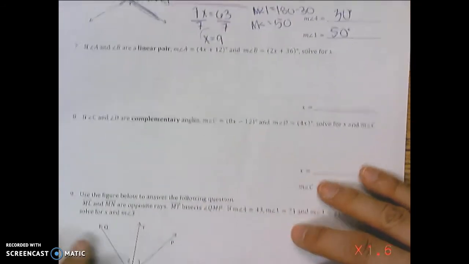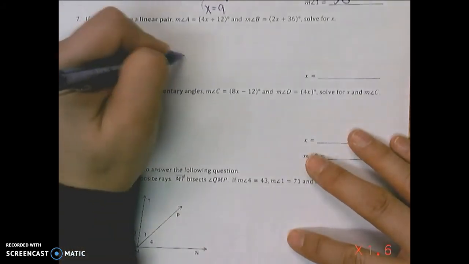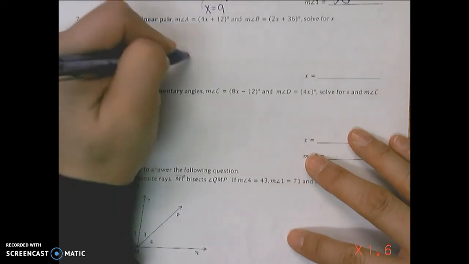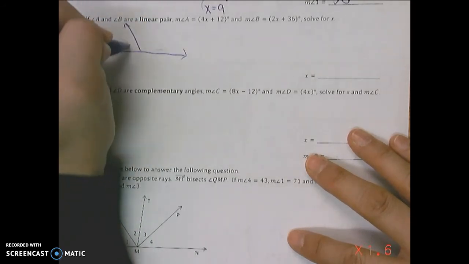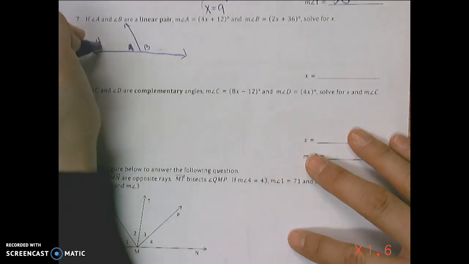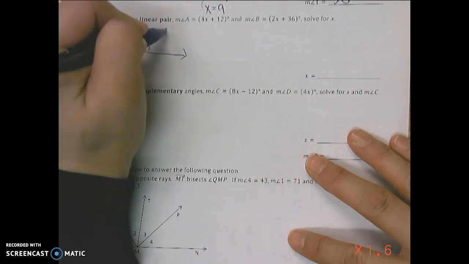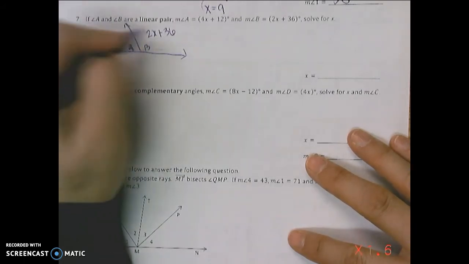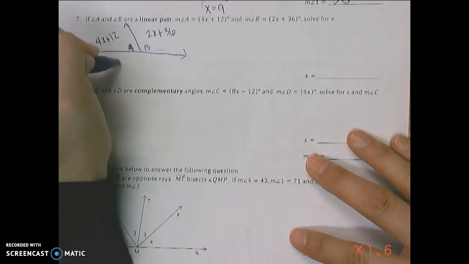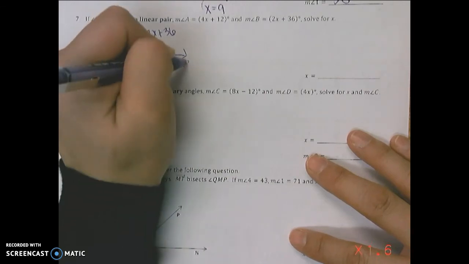Okay, let's go ahead and move on to number 7, a linear pair. Linear pair, guys, that means they form a straight line, and that together their measures are 180 degrees. So we can say this is A, and this is B, and A would be 4x plus 12, and B would be 2x plus 36. Well, together these two angles equal 180 degrees. So I would do 4x plus 12 plus 2x plus 36 equals 180.